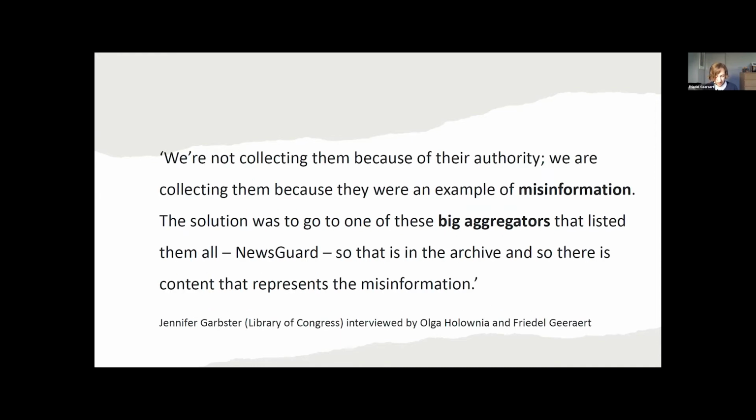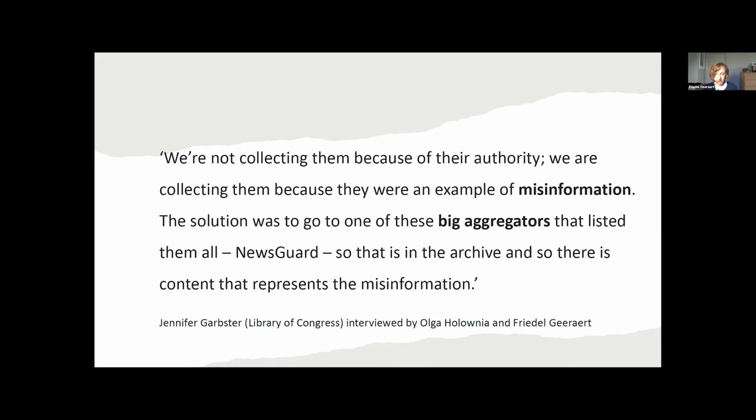At the Library of Congress, they wanted to include the content in the archive, but since they work with permissions, they always send a letter to the owners of the copyright to ask if they may archive and make available their websites or social media. So they did not want to give these websites with misinformation authority by sending them such a permission letter. So what they did was they archived an aggregator of websites presenting misinformation to the public in order to contextualize it.